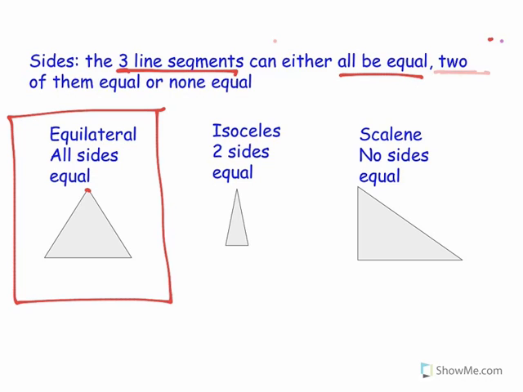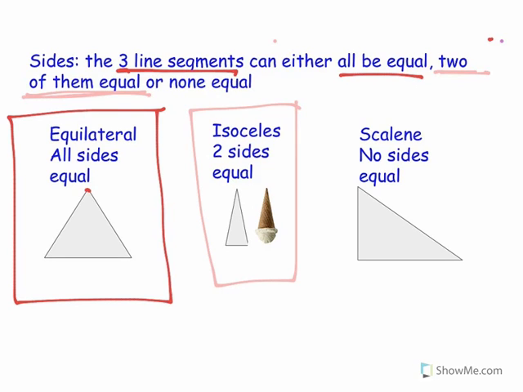two of them can be equal. That's what we call an isosceles triangle. An isosceles triangle looks like an upside down ice cream cone. So here we can see the ice cream cone, and it's upside down, so it looks like an isosceles triangle. Just like that.